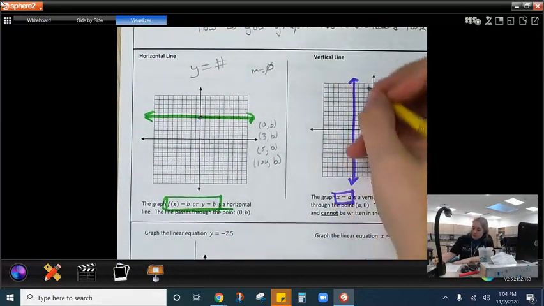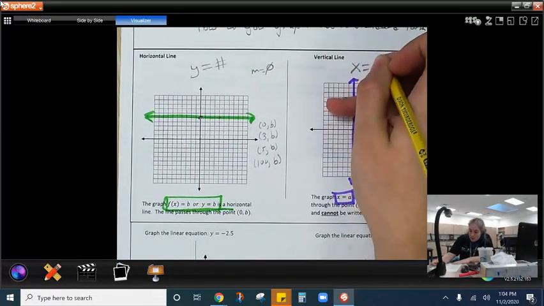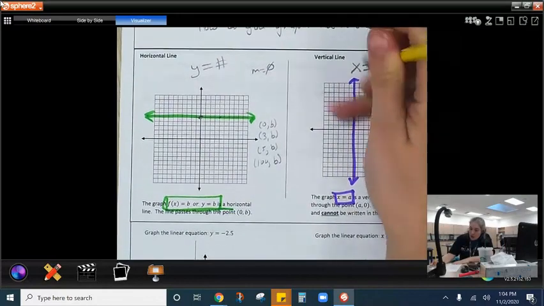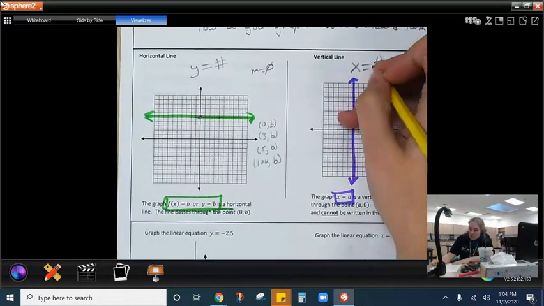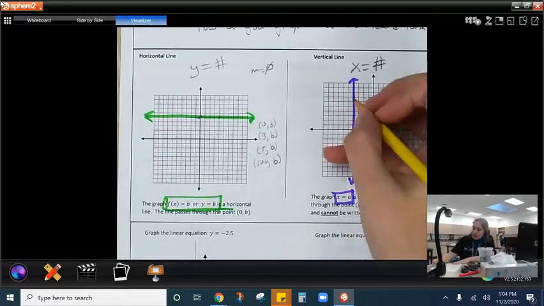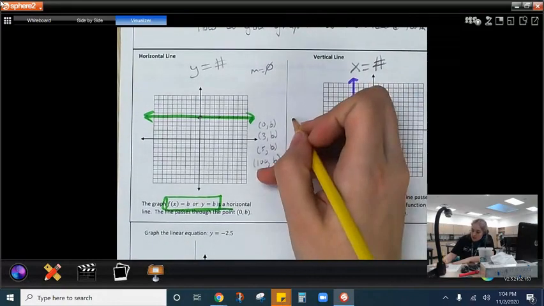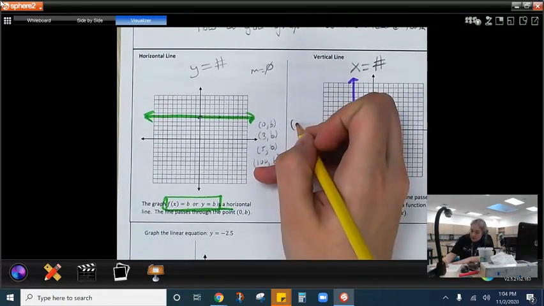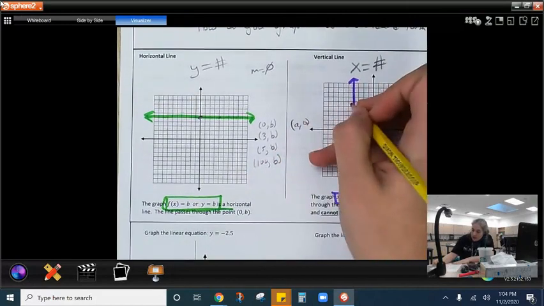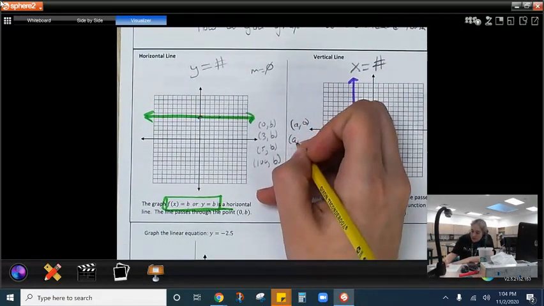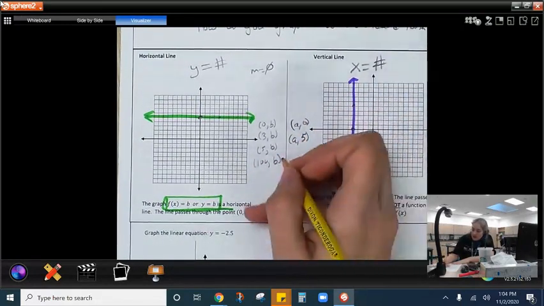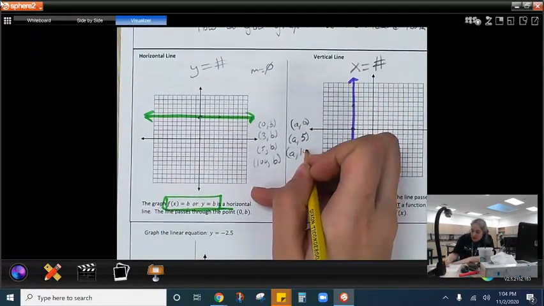So a vertical line has an x equals some number. All right, and we call that number a, but it's an x equals some number. And so if I just pick out some points here, we've got this point. So that would be at a, 0. Up here would be at a, let's just say that's 5. Or we could have a, 100.